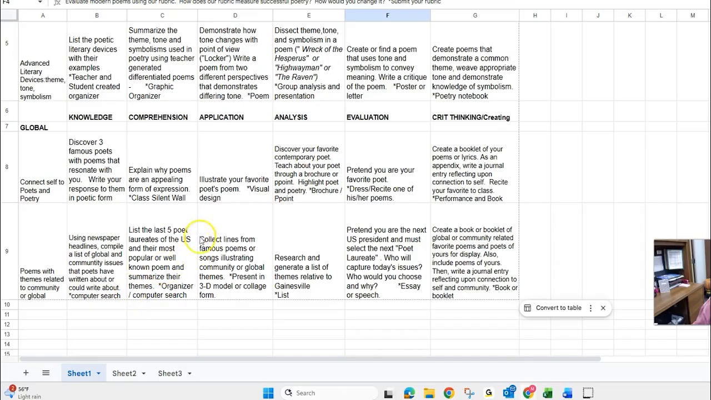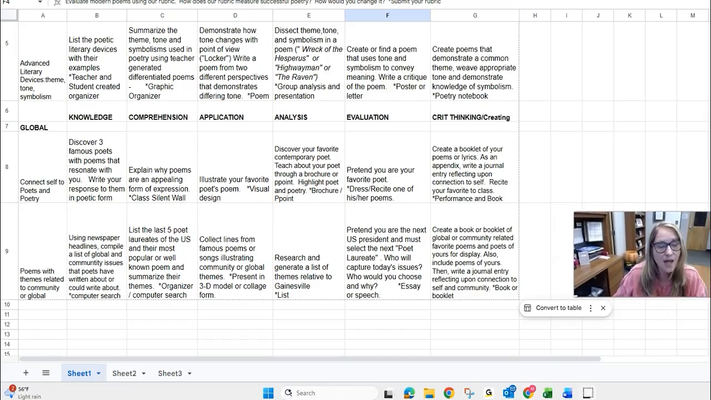There is one in here that I saw that I really liked. Here it is, analysis. Discover your favorite contemporary poet. Teach about your poet through a brochure or a PowerPoint. I would add, then explain. Why is that your favorite poet? What did they do to help you become more engaged? So this one, connect yourself to poetry. Discover 3 famous poets and poems that resonate with you, and then write your response to them in poetic form.